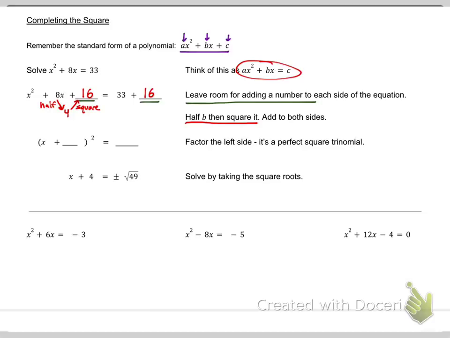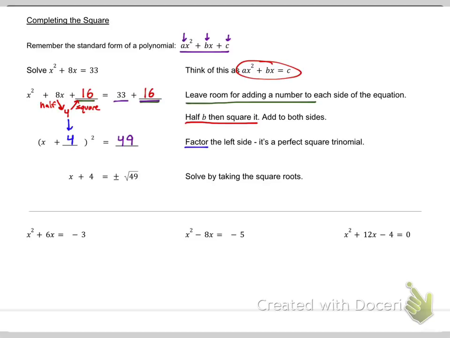Then we're going to factor it. Well, remember that factor is just that 4 that goes inside of the x plus blank, because x plus 4 quantity squared is x squared plus 8x plus 16. If you multiply x plus 4 times x plus 4, you get x squared plus 8x plus 16. So we factor that, and now on the right side I need to combine like terms, so 33 plus 16 will give me 49. And now we have an equation that we can solve by taking the square root.